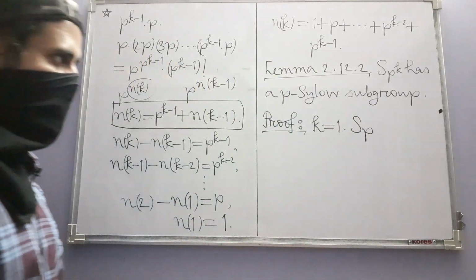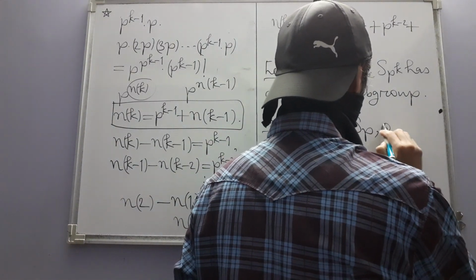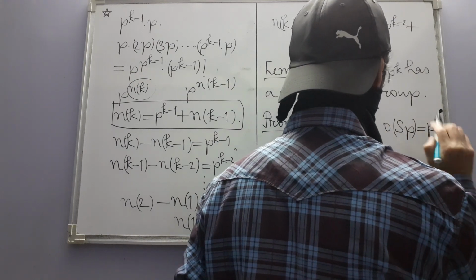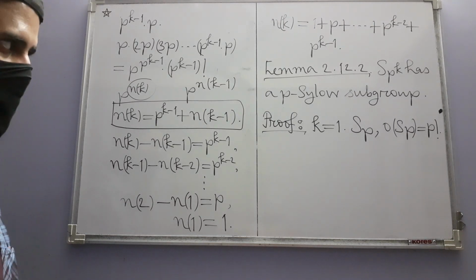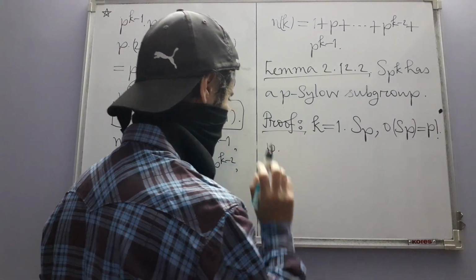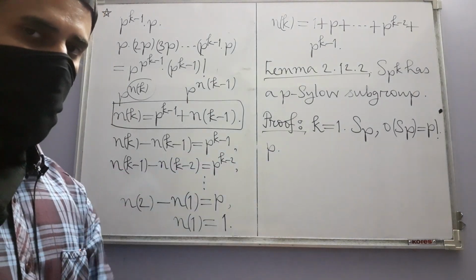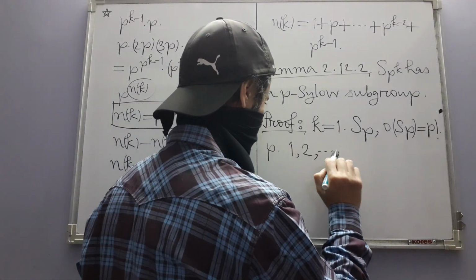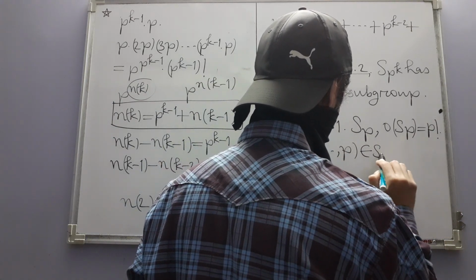And in this case, what is the group? The group is just Sp, and its order is p factorial. And we already know the largest power of p dividing p factorial, either from the previous lemma or just by simple inspection. It is nothing but p. So now we need a subgroup of Sp of order p, and that is very easy. You consider the p cycle, this p cycle or any p cycle in Sp.